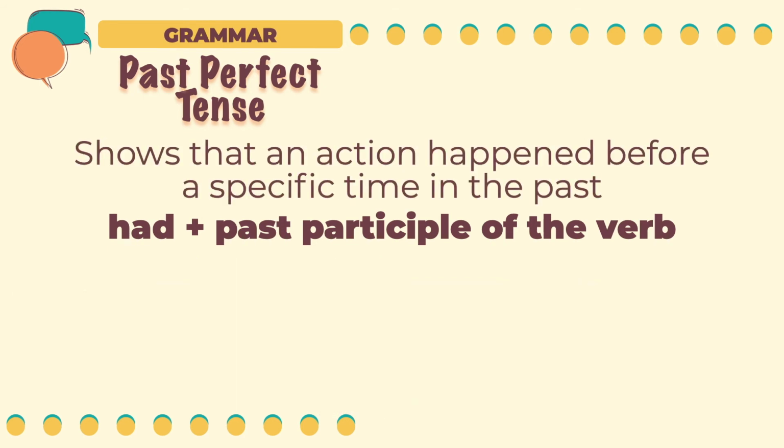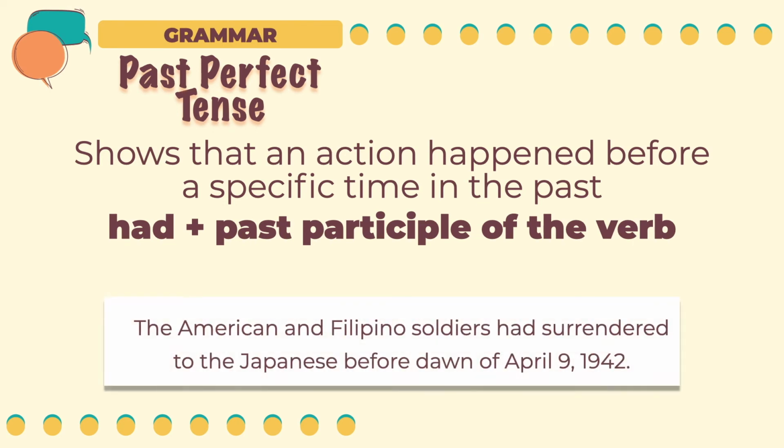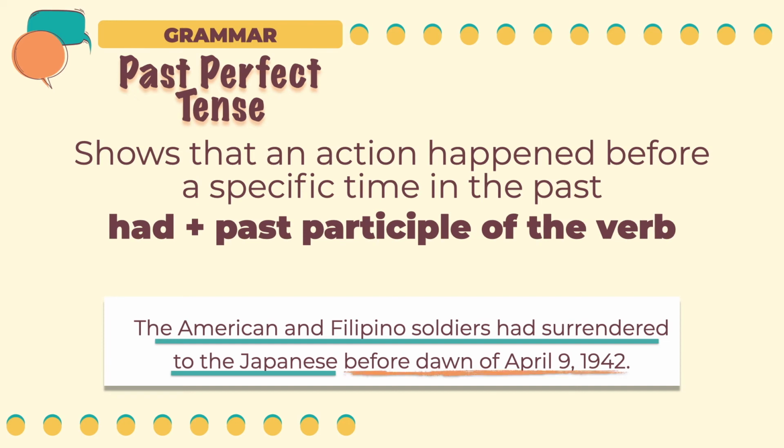The past perfect tense may also show that an action happened before a specific time in the past. For example, the American and Filipino soldiers had surrendered to the Japanese before dawn of April 9, 1942. This sentence shows that an action, the surrender of American and Filipino soldiers, happened before a specific time in the past, and that is dawn of April 9, 1942. Therefore, the past perfect tense of the verb used is had surrendered.